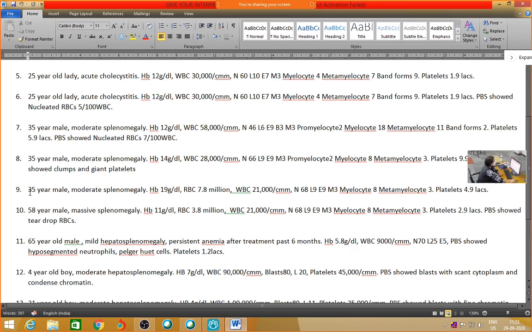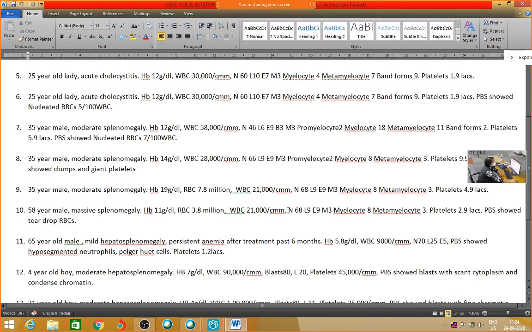Again, another one which is very similar, again, 35-year-old moderate splenomegaly, hemoglobin is 19 grams. So this is definitely a high hemoglobin. RBC is 7.8 million, very high RBC count. WBC is 21,000, again leukocytosis. So looking at this, you know that you're dealing with a proliferative neoplasm. There is a shift to left, again the same kind of a differential here.